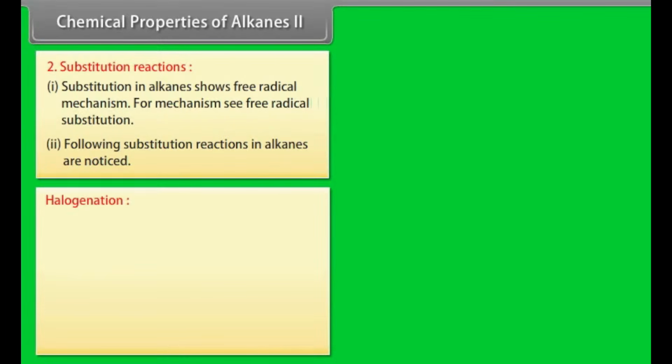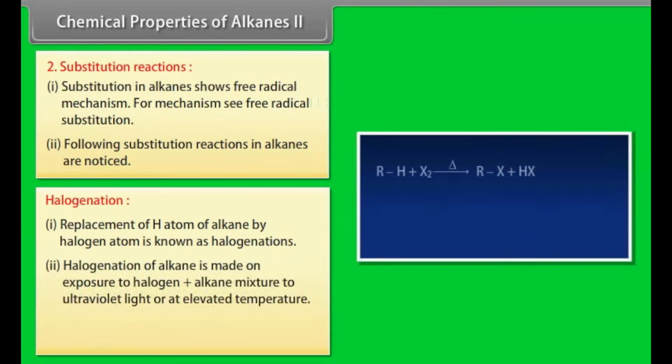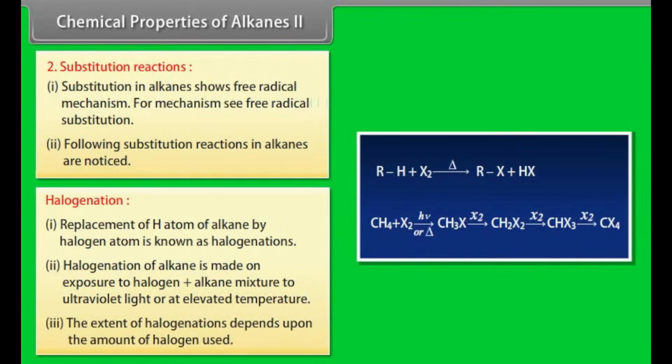Halogenation. Number 1. Replacement of a hydrogen atom of an alkane by a halogen atom is known as halogenation. Number 2. Halogenation of alkane is made on exposure of a halogen plus alkane mixture to ultraviolet light or at elevated temperature. Number 3. The extent of halogenation depends upon the amount of halogen used.